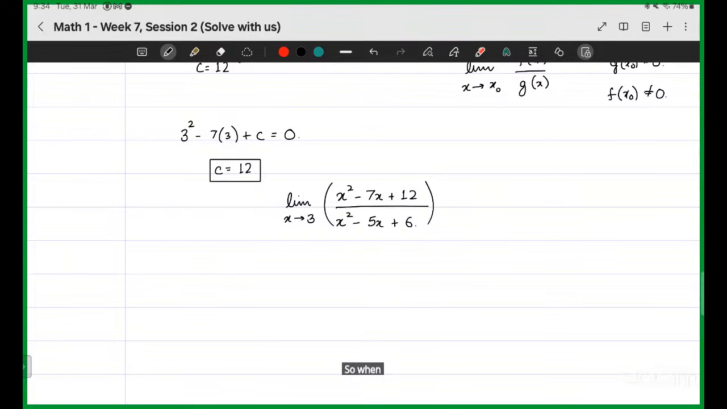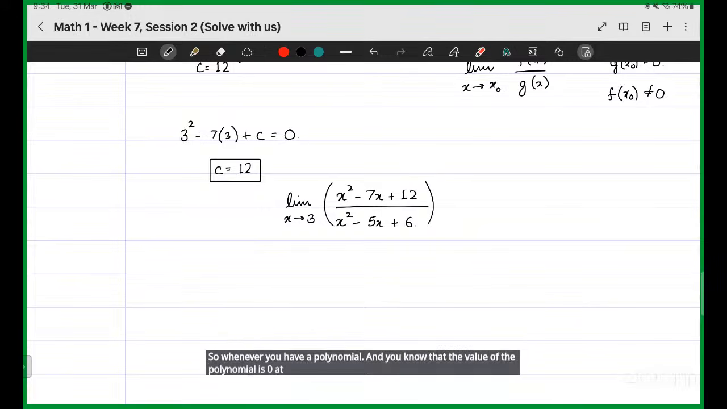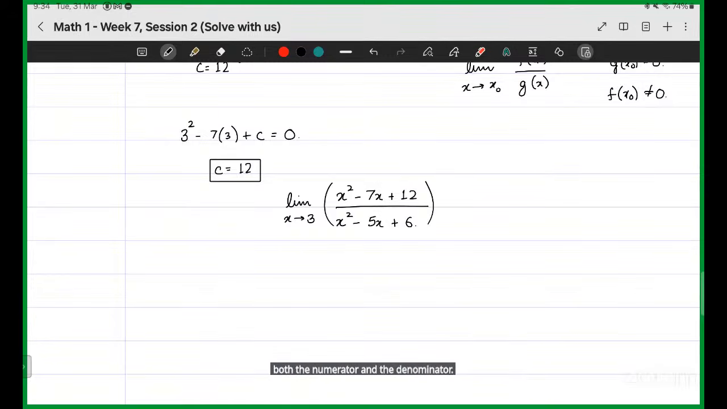So whenever you have a polynomial and you know that the value of the polynomial is 0 at some point, which means it is a root of that polynomial, right? 3 is a root of both the numerator and the denominator. Is that fine for everyone?